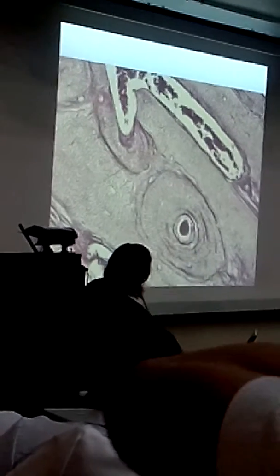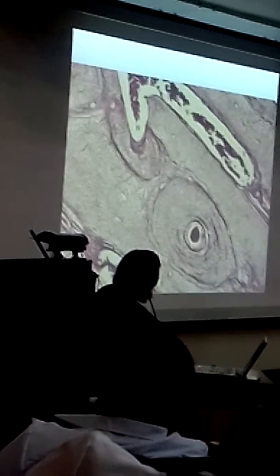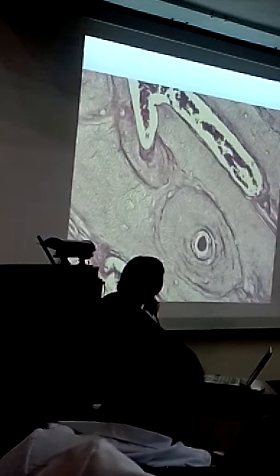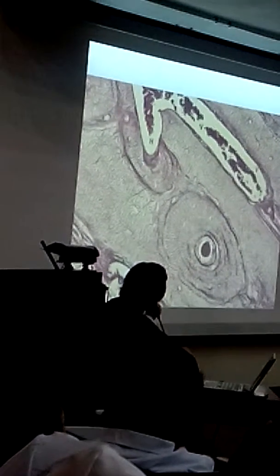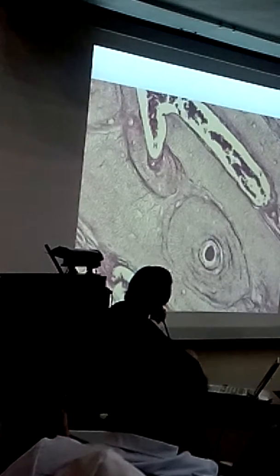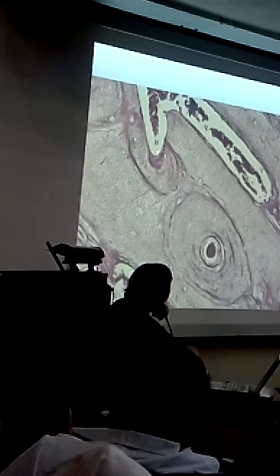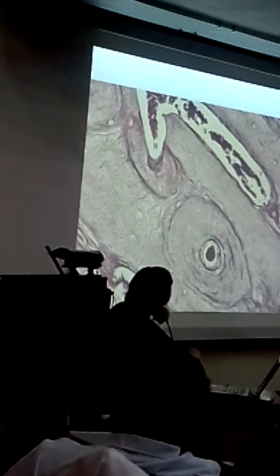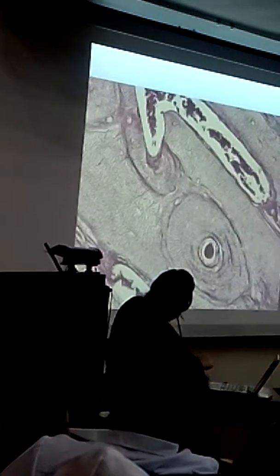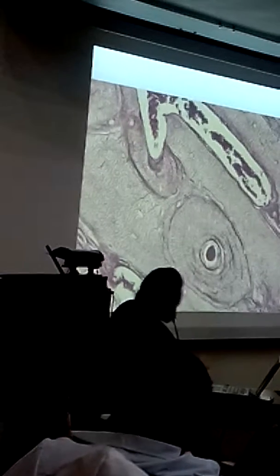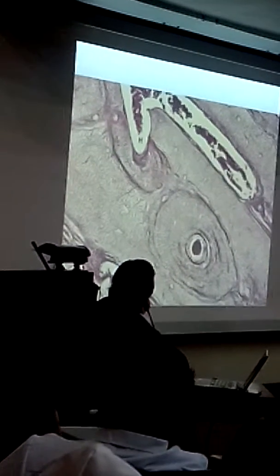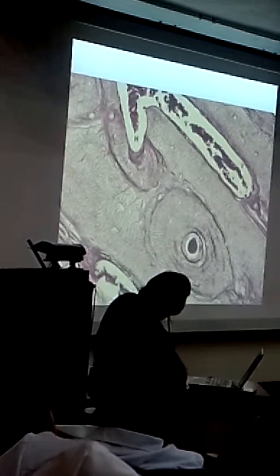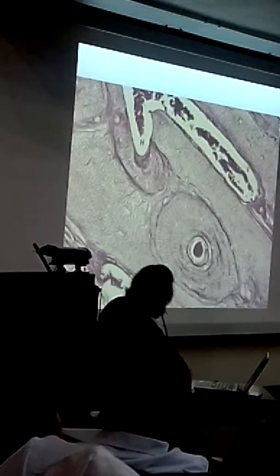So this one is another picture. What is it showing? There's a clue. This is the Volkmann's canal. You can see it was cut in a way to show the Volkmann's canal. There's a connection from the Haversian canal. You can see there are remnants of, I think this is blood, cells of the canal. Because it's vascularized, the blood vessels are inside the Volkmann's canal. It's not shown here, but it should connect to another canal.